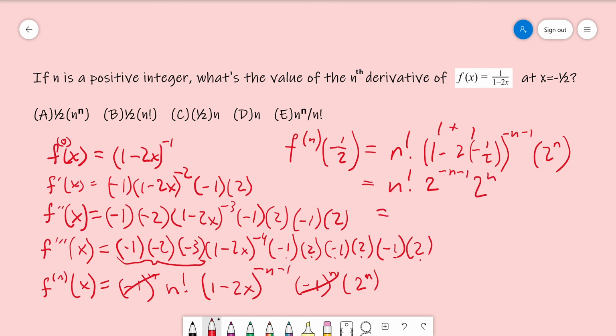Well, that also simplifies to n factorial, and negative n and positive n are going to cancel out. So we're going to have 2 to the negative 1, which is the same thing as 1/2. So our answer is n factorial over 2, which is the same thing as 1/2 times n factorial, or answer B.